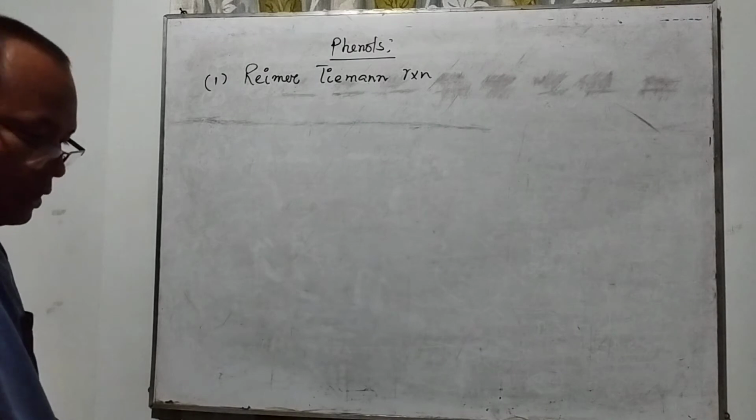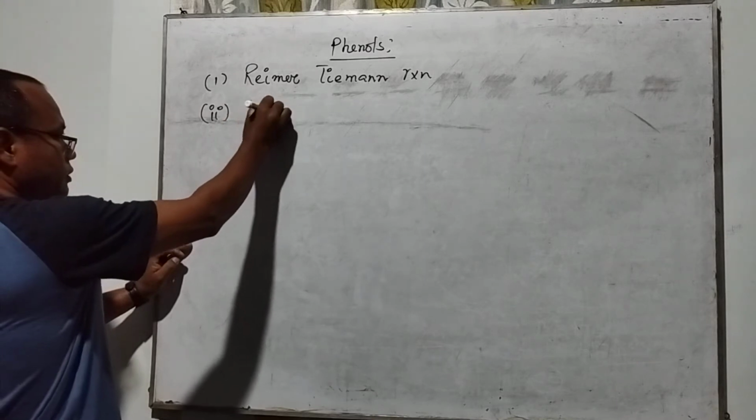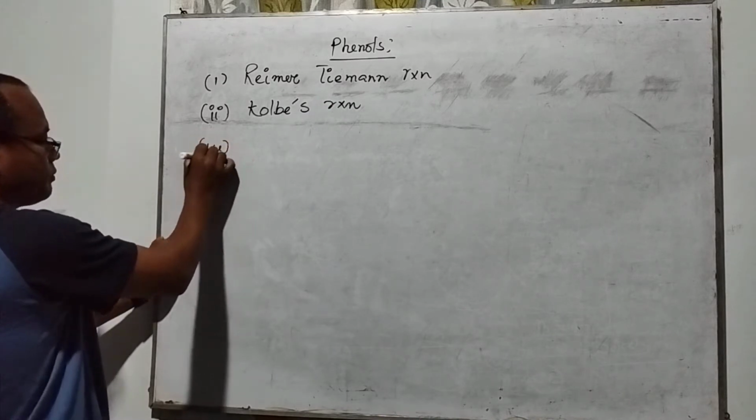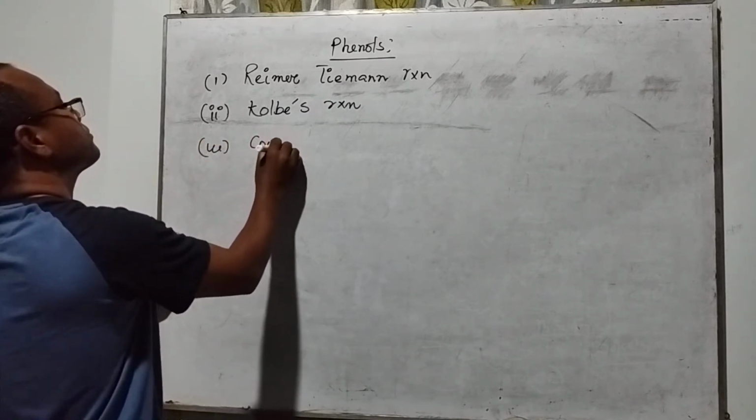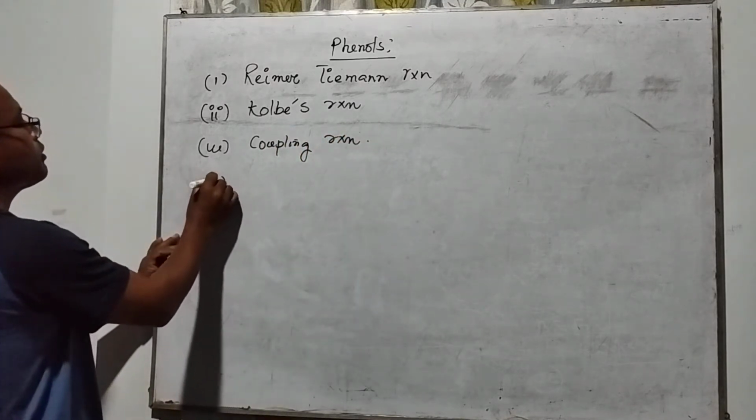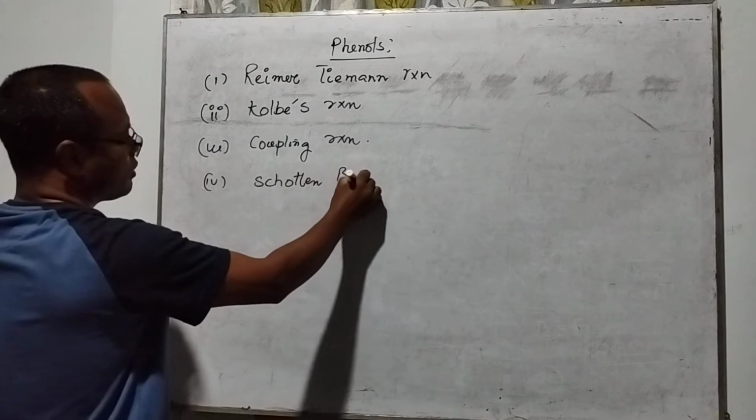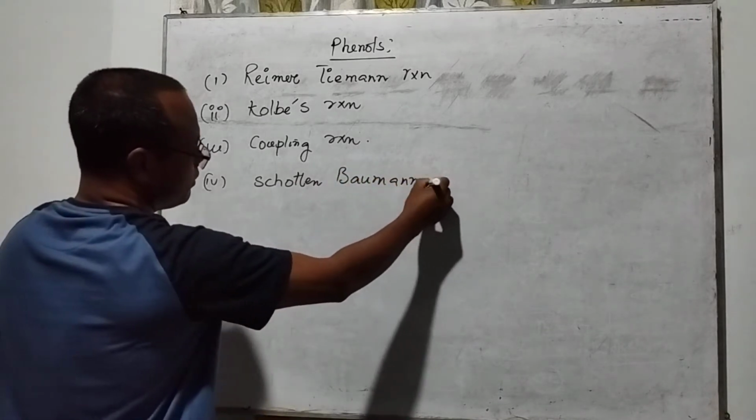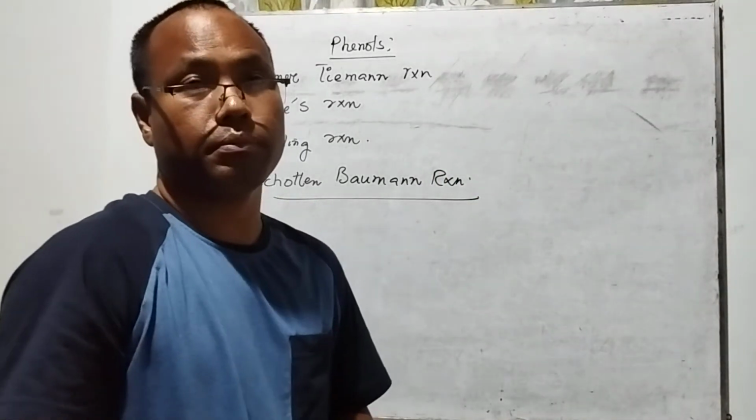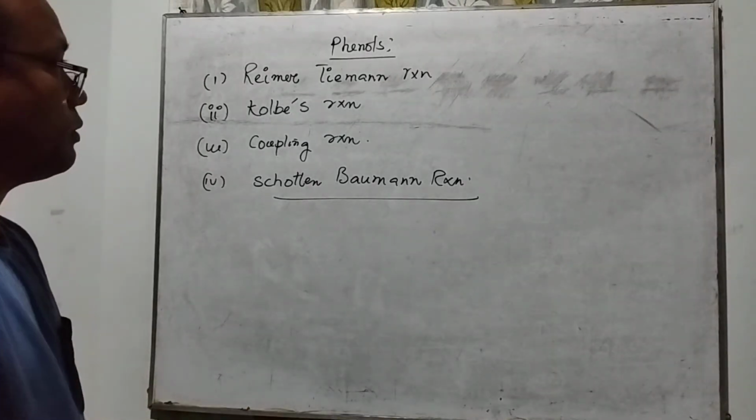Reimer Tiemann reaction. Number two, Kolbe reaction. Number three, coupling reaction. Number four, Gattermann... Scotten Baumann reaction. These four are very common and very important name reactions of phenols. So please don't forget, right?